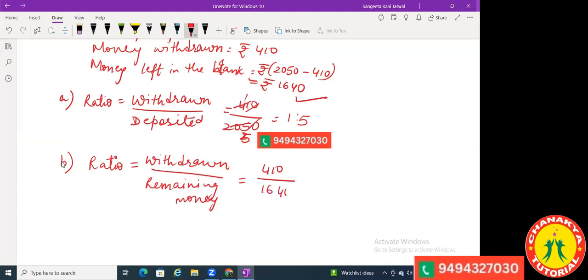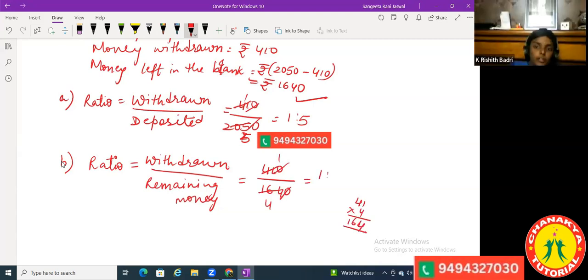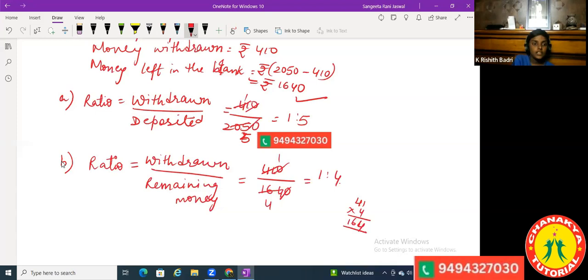1640. Zeros get cancelled, and when you divide this, you get 41. 41 when you multiply with 4, you get 164. You can check here: 4 ones are 4, 4 fours are 16. Okay, got it? So the ratio is 1:4.